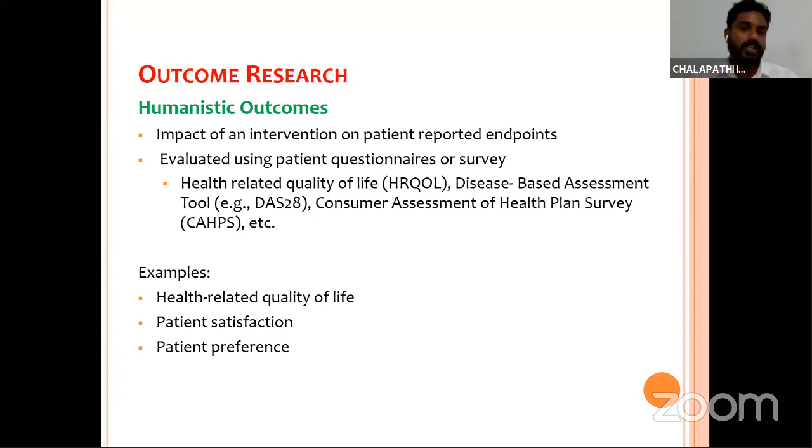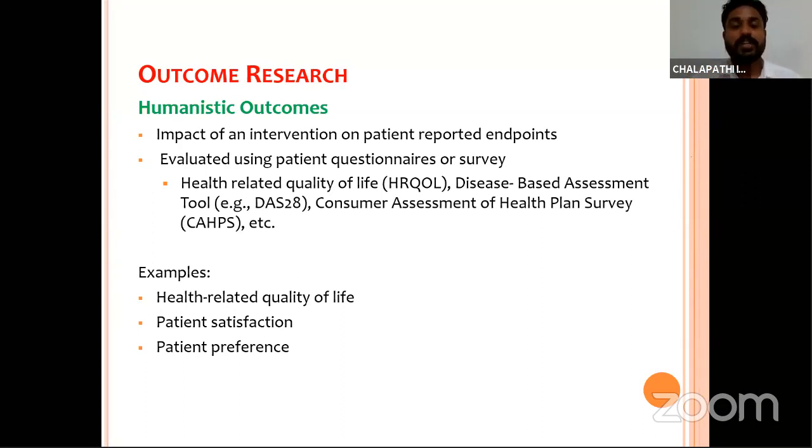But humanistic outcome is an outcome which you cannot measure. Are you following me? Humanistic outcome is a human outcome which a clinical pharmacist, physician, clinician or anyone cannot measure. It has to be reported by that particular patient. That kind of outcome is called a humanistic outcome.